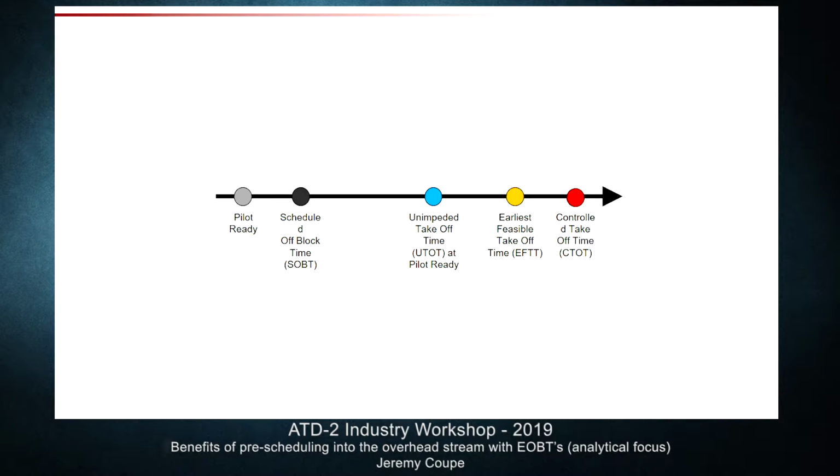Moving forward, so far we talked about compliance. Compliance is one piece of the puzzle that we're trying to understand. But when you think about pre-scheduling with EOBTs, the idea is that instead of waiting for the pilot to be ready, I schedule 20 minutes prior to when the pilot is ready to push back. The idea is that 20 minutes gives you a little bit less congestion in the overhead stream. Once the overhead stream is less congested and I'm scheduling into it, you can shave off a little bit of the delay that's being passed back from the overhead stream to the surface of the airport. That's the main idea.